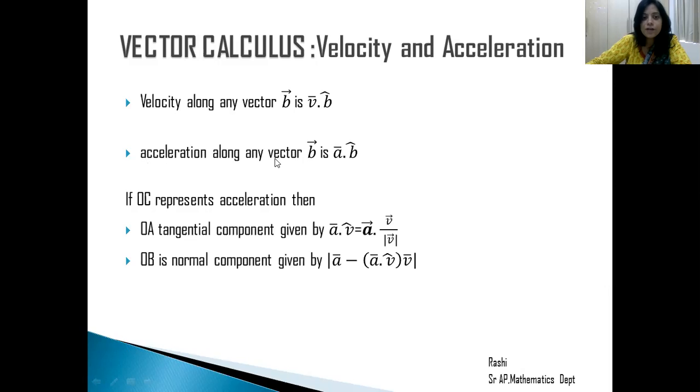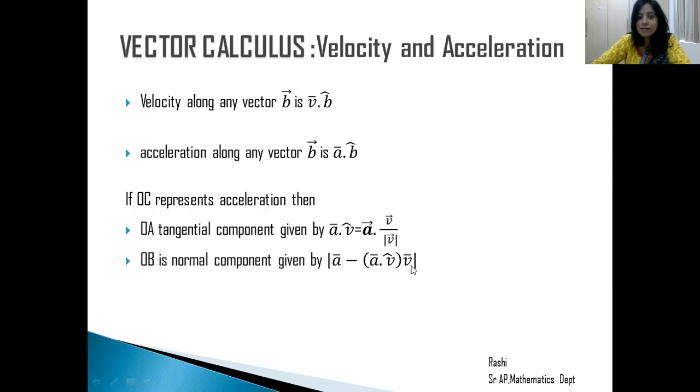Next is acceleration along any vector b. It is given by a dot b cap. Now, one more concept I should know here, that if OC represents the acceleration, it could be in any direction, then I can define the tangential component as well as the normal component. The tangential component is given by A dot B cap, and the normal component is given by the magnitude of A bar minus the tangential component into V.